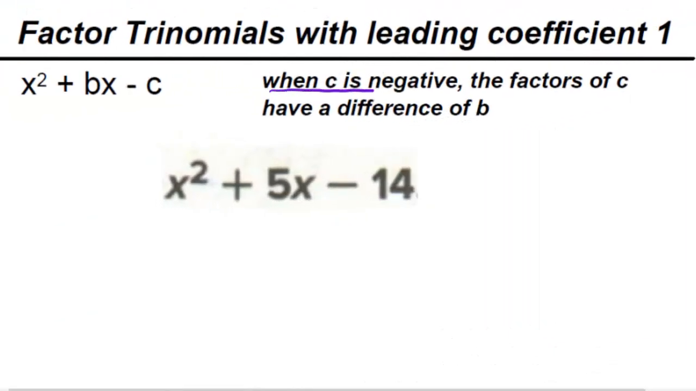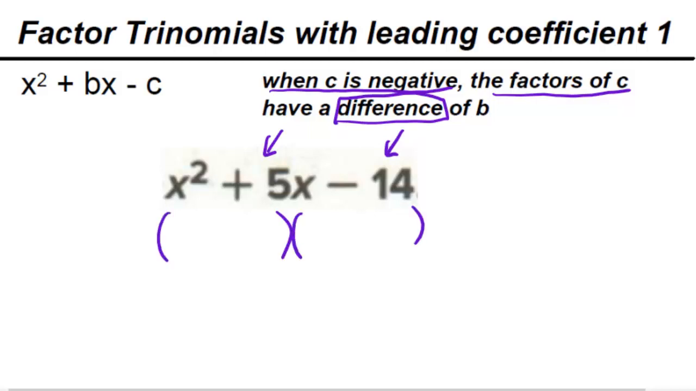In this example, we see that c is negative, so we have a negative 14. We're going to be looking for the factors of c that have a difference of b instead of a sum of b. Now this negative sign on the c value means two things. It means the difference, but it also means the two factors are opposite in signs. And if you look at the middle term here, it is positive, which means the bigger of the two factors has to be positive. So I'm going to go ahead and write my two parentheses, and the only way I can make an x squared is an x times an x. Then I'm going to list the factors of negative 14 that have a difference of b, but the bigger of the two factors has to be positive.